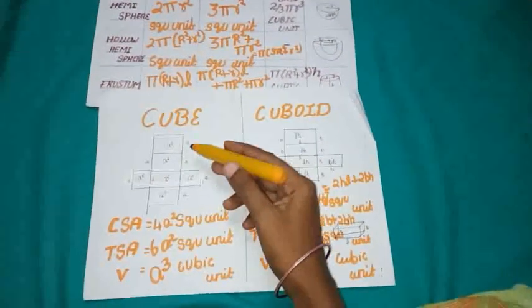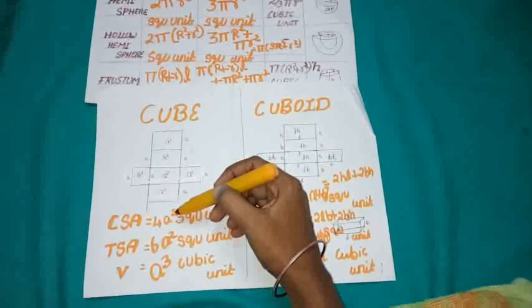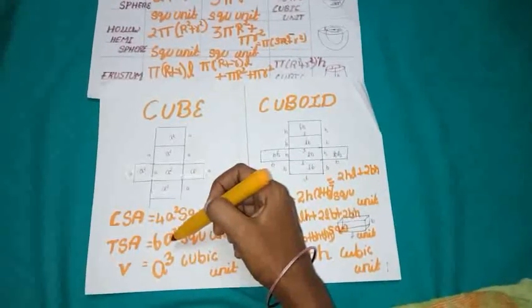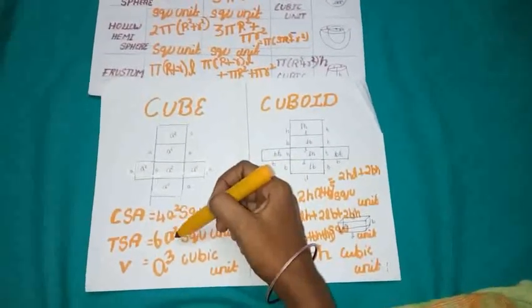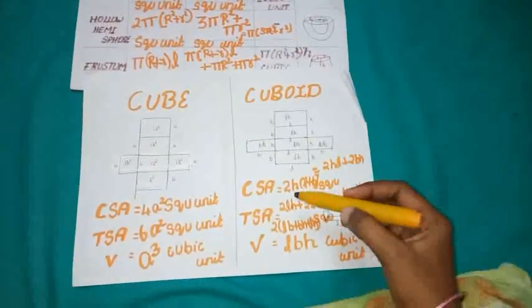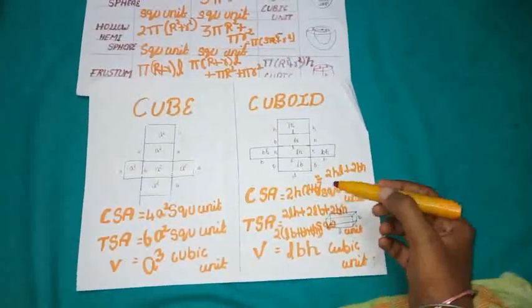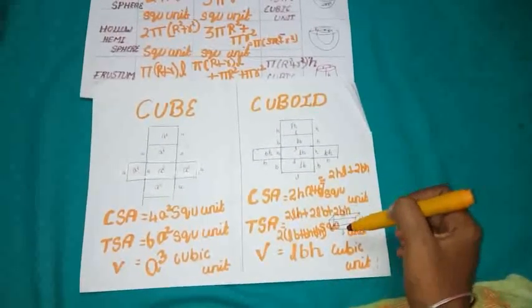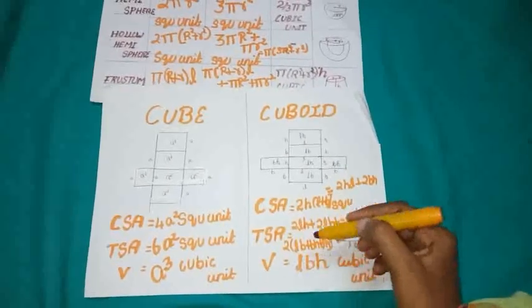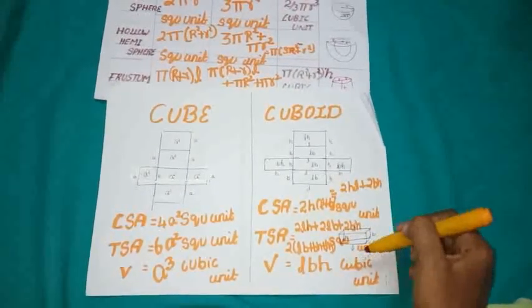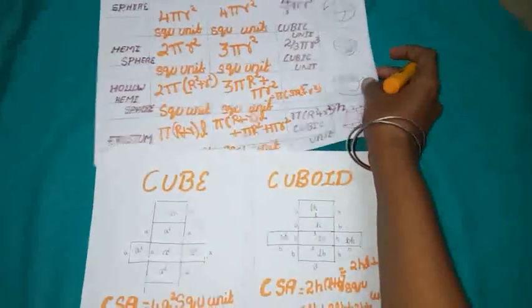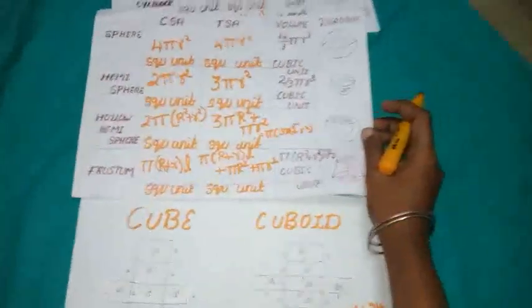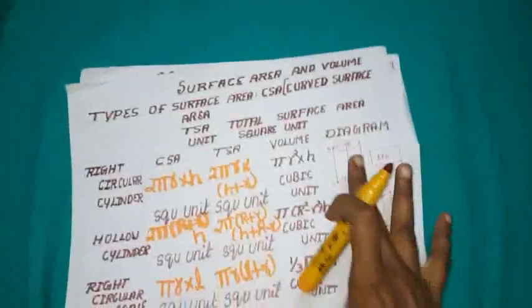The CSA of the cube is 4a square. TSA of the cube is 6a square. Volume is a cube. CSA of the cuboid is 2h into (L plus B). TSA of the cuboid is 2 into (LB plus BH plus LH). Volume is L into B into H, in cubic unit. These three sections only we have studied.